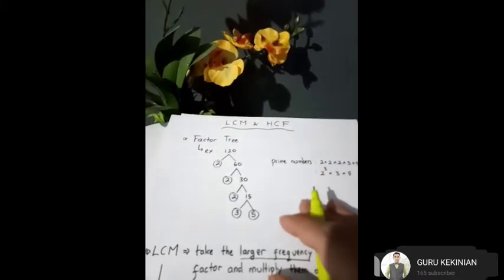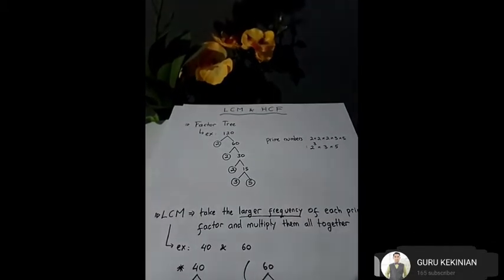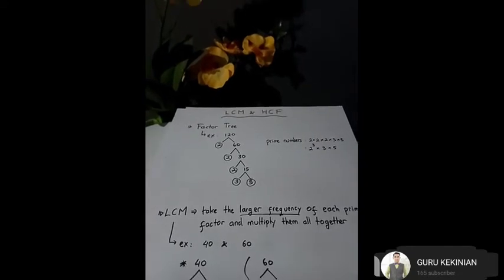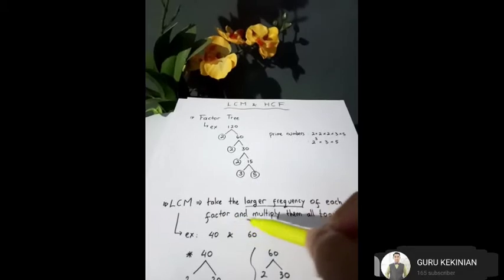And then how about the LCM of some numbers? LCM is, we take the larger frequency of each prime factor. We repeat, LCM, we take the larger frequency of each prime factor and multiply them all together. For example, 40 and 60.